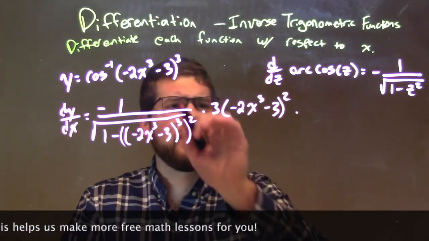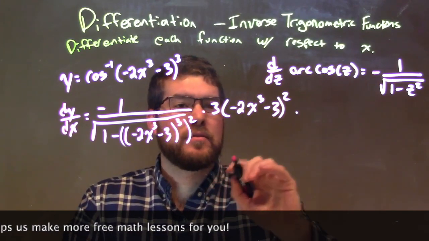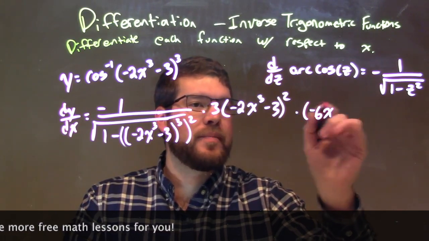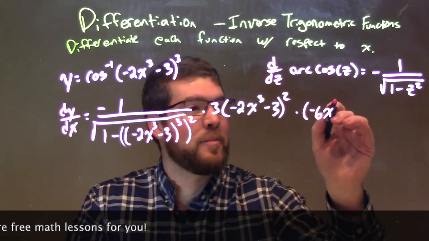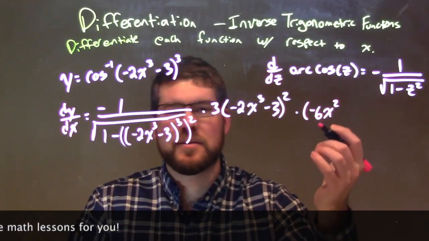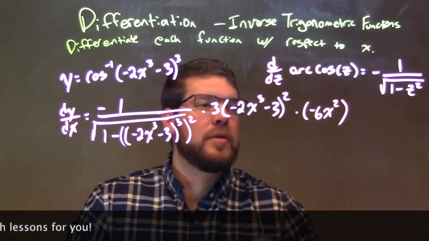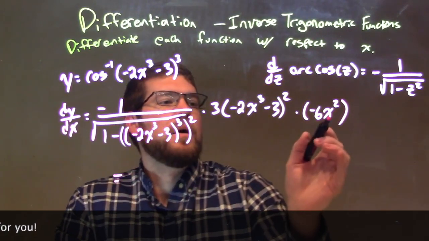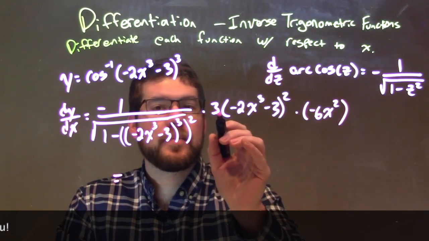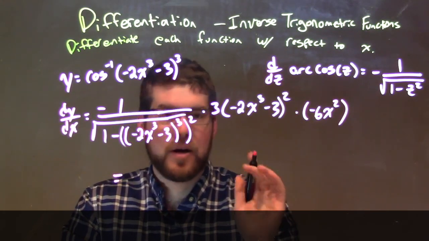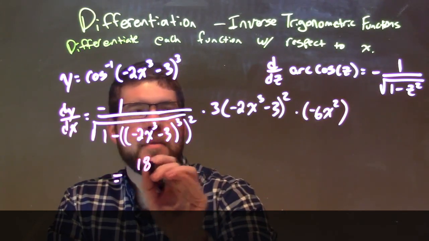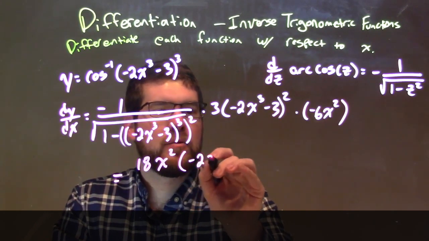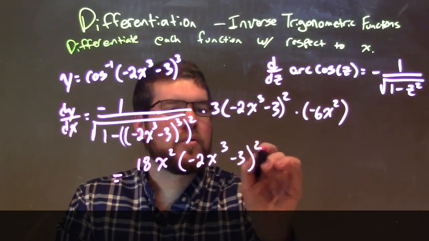The derivative of the inside part: 3 times a negative 2 is a negative 6. So we have a negative 6 here, x squared, so subtract the exponent by 1, we have 2. And the derivative of negative 3 is 0, so we don't need it. So now let's simplify this a little bit, and then we'll be done. Negative 6 times 3, times that negative 1 is a positive, double negative, positive 18. We have x squared times, just bring that over there, negative 2x to the third minus 3 all squared.